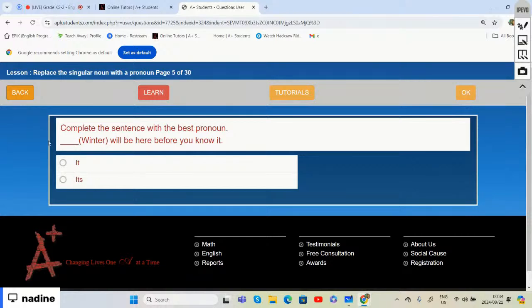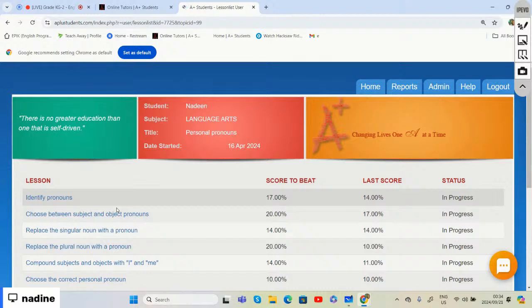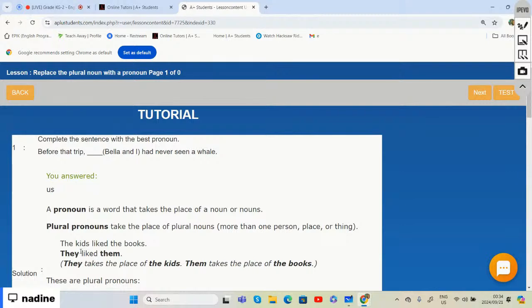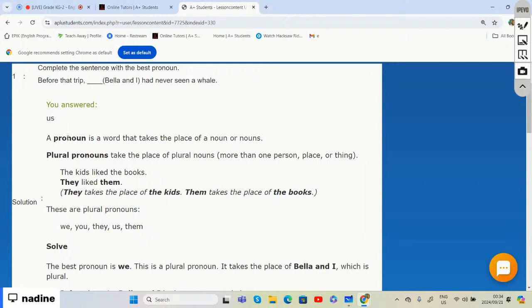Now we're going on to replacing the plural noun with a pronoun. We need to replace the plural noun with a pronoun. And remember, we said a plural pronoun is a word that takes the place of a plural noun. And the most common plural pronouns are we, you, they, us, and them.